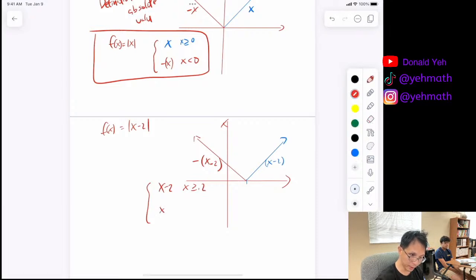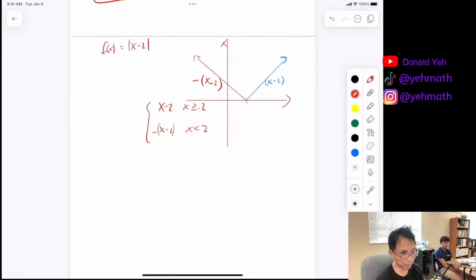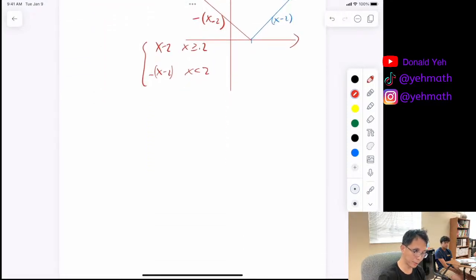Is that okay? And x minus 2 when x is less than 2. That will be two functions. Are we okay here? So let's go back and rewrite that. Let's go back to the question.